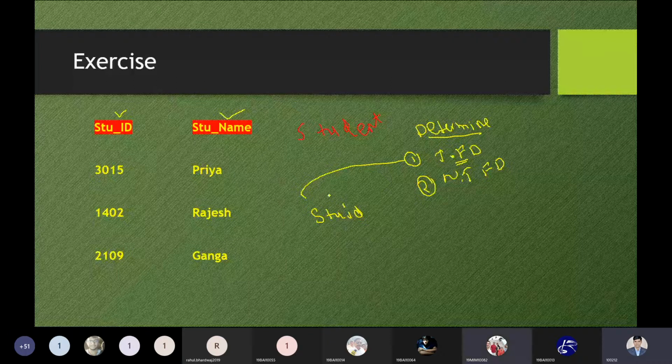Sir, if we are taking a single example, it will become non-trivial. Or if we are taking student name from the set of student ID and student name, then it will become trivial, right? Since if you're looking at the definition of trivial, trivial is saying that the set we are taking should be part of the determinant side, the left side.